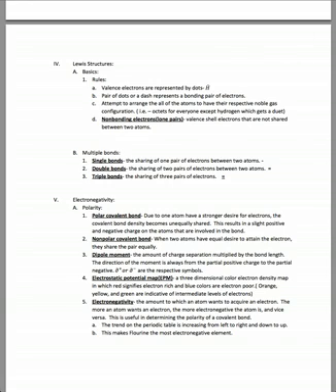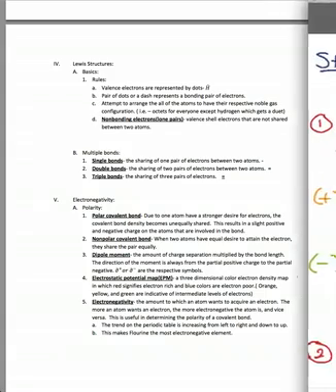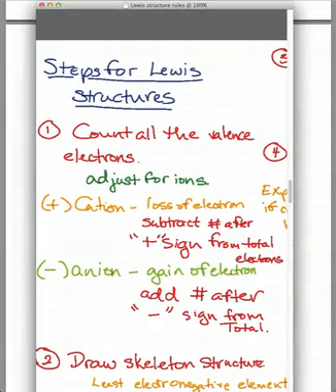So what are the steps? Well, let's look at some of the steps for Lewis structure. What you've got to do first is get all the valence electrons, and the way you do that is you look at your periodic table.